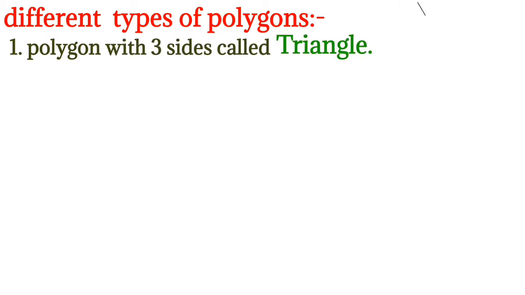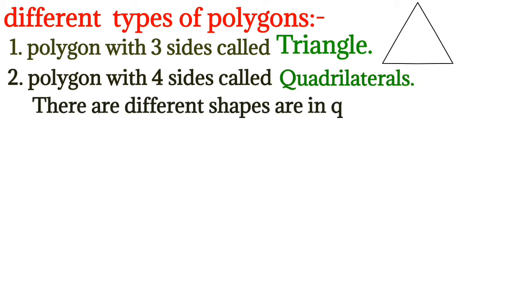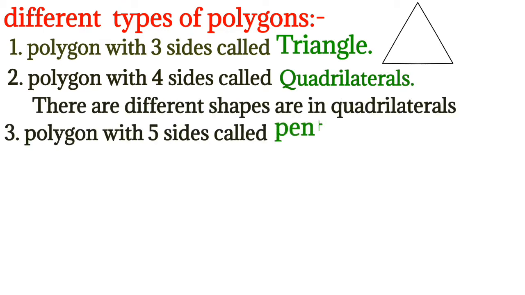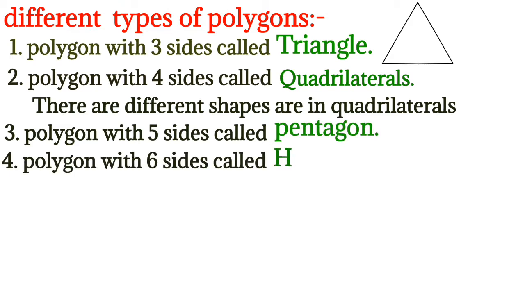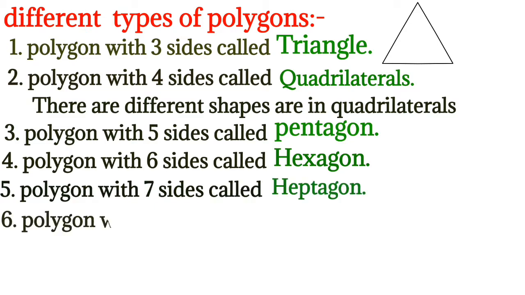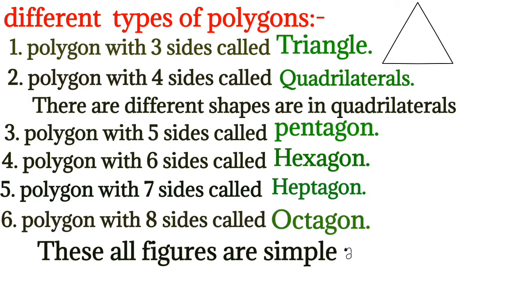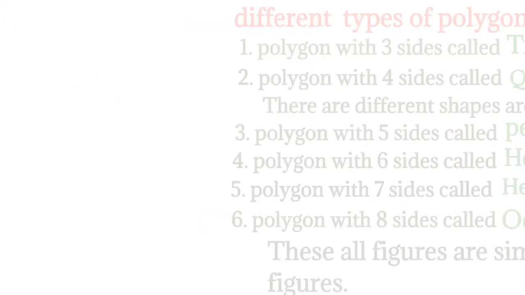There are different types of polygons based on the sides. A polygon with 3 sides is called a triangle. A shape with 4 sides is called a quadrilateral. The polygon with 5 sides is called a pentagon, 6 sides a hexagon. A polygon with 7 sides is called a heptagon and 8 sides is called an octagon. These shapes with different numbers of sides are called polygons. Those polygons have different names based on the sides. These figures are all simple and closed.